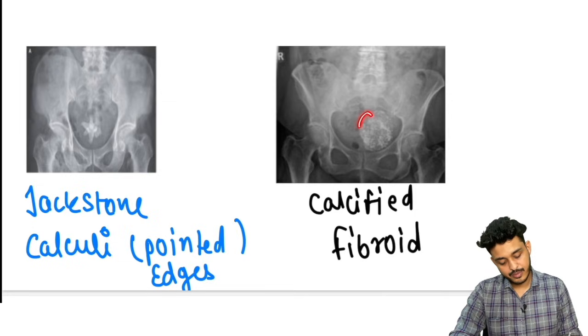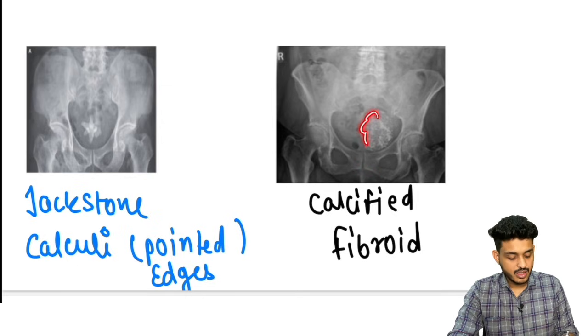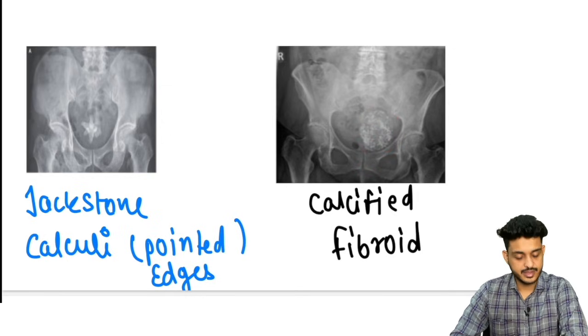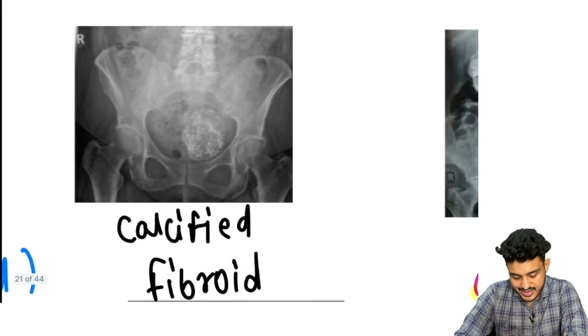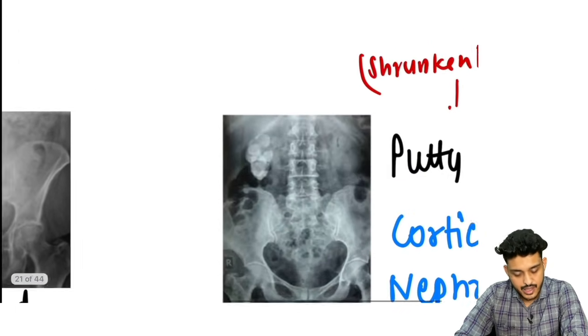We can have this fibroid. Remember, this fibroid is not going to be in the midline, right? This fibroid will be on one side. You will be having this fibroid over here. This is a calcified fibroid, right? And then we have got what?